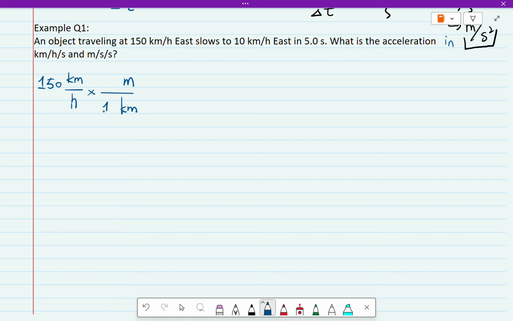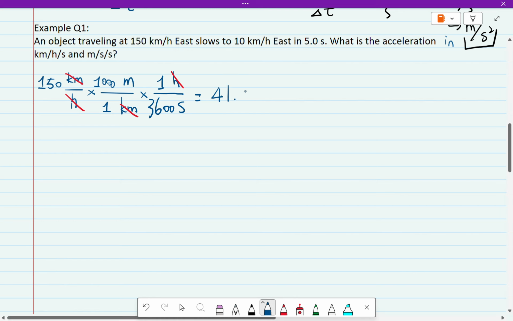So we can actually see 1 kilometer equal to 1,000 meter, right? And we want to get rid of this h, and we want to use second instead. So we can see that 1 hour is actually equal to 3,600 seconds. So if we do this calculation, we can see that kilometer cancel out, hour cancel out, and we have meter per second at the end. So ideally, this would give us an answer of 41.6 repeating meter per second.